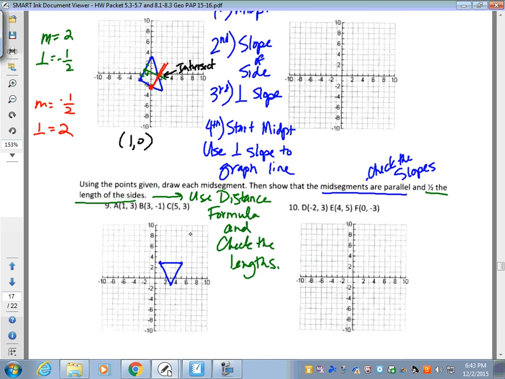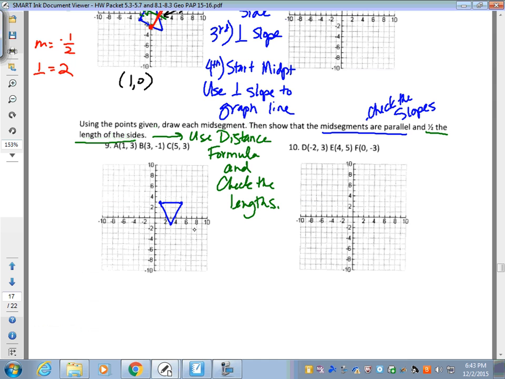And then when you get to number 10, because they want you to show that the midsegments are parallel and half the length of its side, to check for parallel, you need to check the slopes. You also need to use the distance formula to check the lengths to determine it's half its side. Now, basically draw your triangle and find its midpoints, or create 2 sides where there are midpoints. I'm going to go ahead and just do these 2 because I can physically see that's exactly a midpoint.